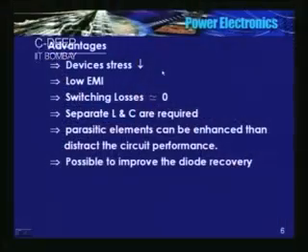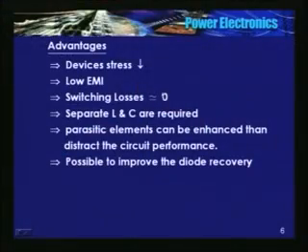The advantages are here. Device stress reduces. There is a significant reduction in electromagnetic interference. Remember, if you have to sell your product in the international market, for that matter even in India, we have our own IS standard. To sell the product in the market, you have to adhere to those standards. If the EMI is very high, you will not be able to sell it in the market. So there is a significant reduction in EMI.